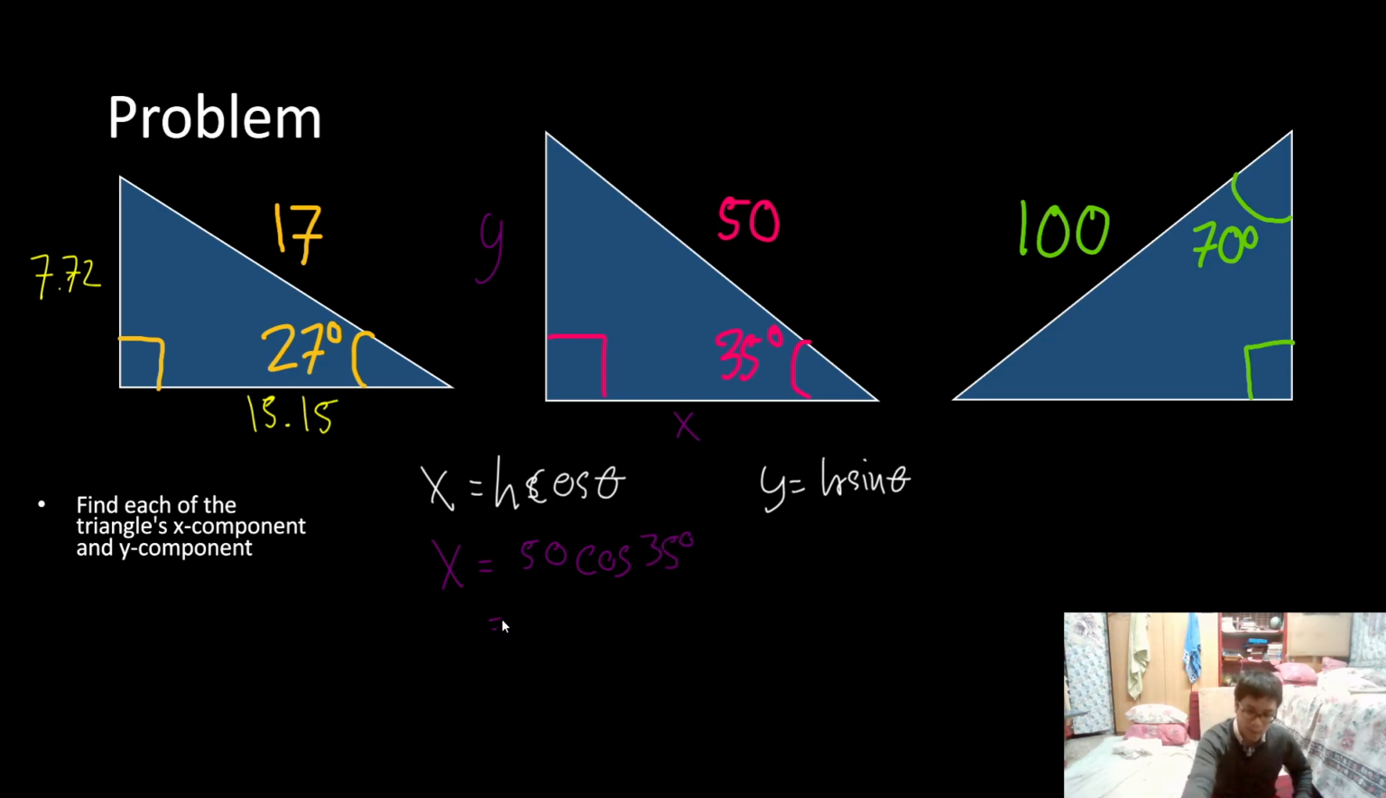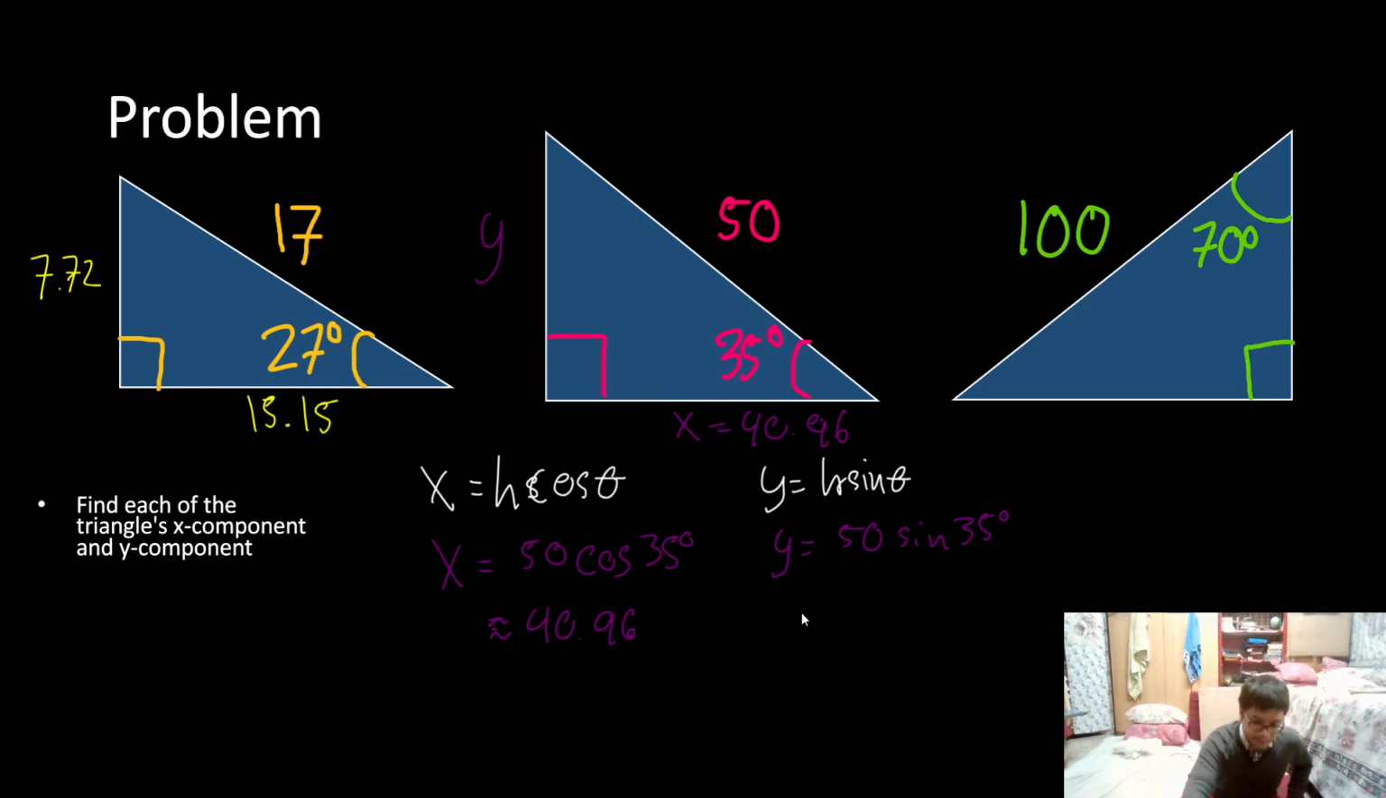So here, what we'll have is, wait, sorry, I haven't seen the answer yet in my calculator. This is approximately, in 2 decimal places, 40.96 units. Now, how about for your y? So 50 times sine 35 degrees. All right, 50 times sine of 35 degrees.